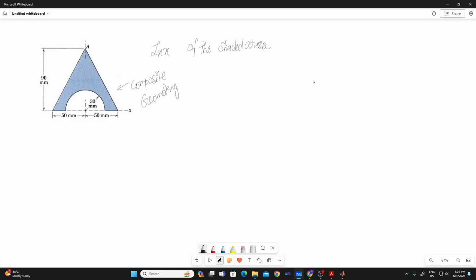What we have here is a semicircle. Let's call it A2, and this one has a radius of 30 mm. We would like to evaluate the moment of inertia of this geometry. Remember to clearly show the differential area element. So that's what I am doing here.